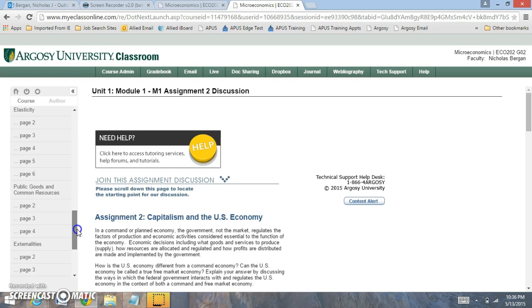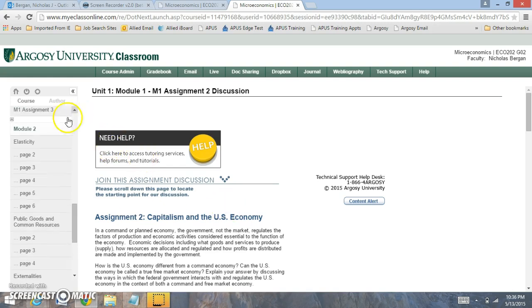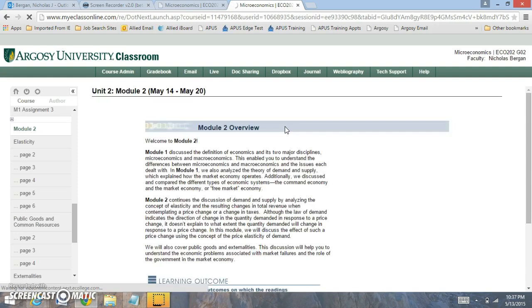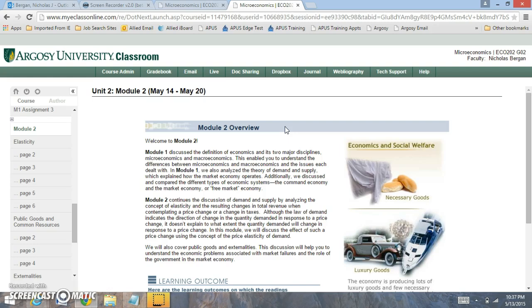In Module 2 we're going to be looking at elasticity. Elasticity is going to be focusing on how consumers respond to price changes. It's a very important concept because all of us deal with elasticity when we make a purchase, and when we make a purchase we have to decide whether we buy the good or do not buy the good.